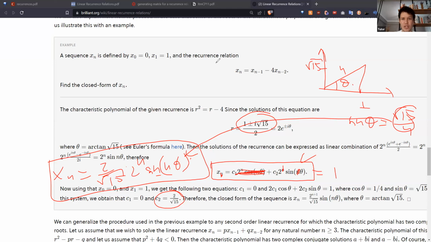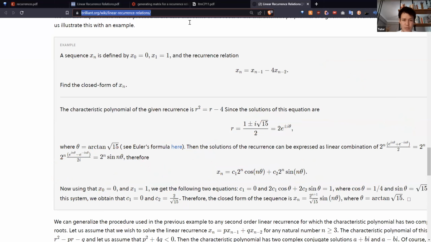Let me put this link here in the chat as well. So Brilliant is a great resource. It discusses the same ideas that we discussed in a slightly different manner.